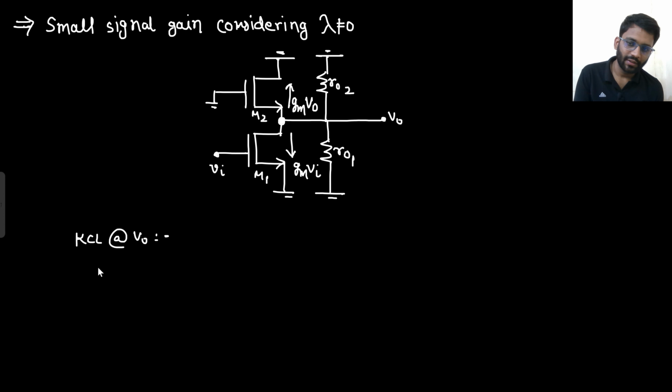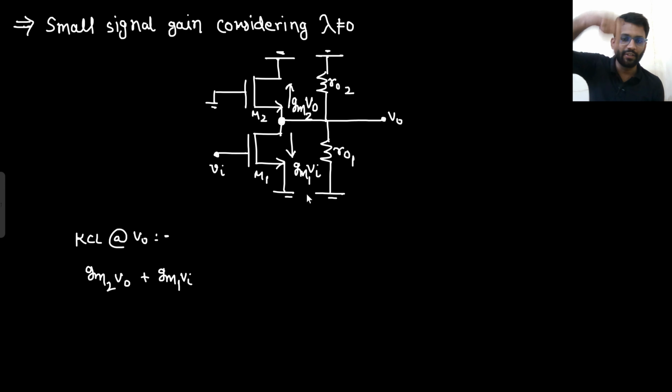From V naught, you see gm V naught going outside. This is gm2 V naught actually, and this is gm1 V naught. gm2 V naught going outside. Then you see gm1 V naught going downward. No, it's not V naught, this is V in. gm1 V in going downward.